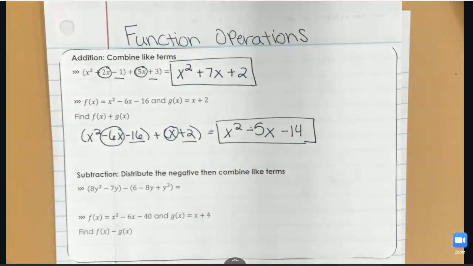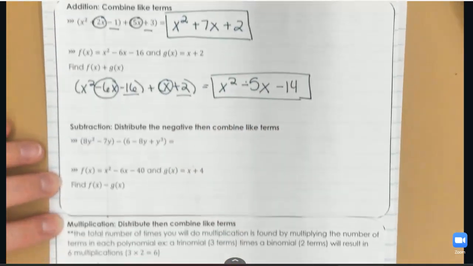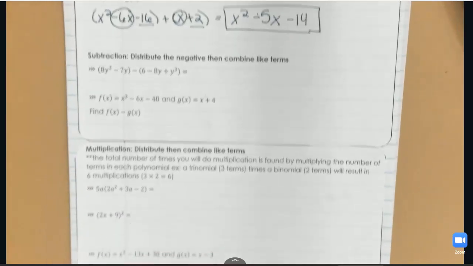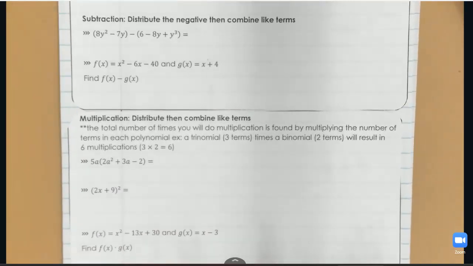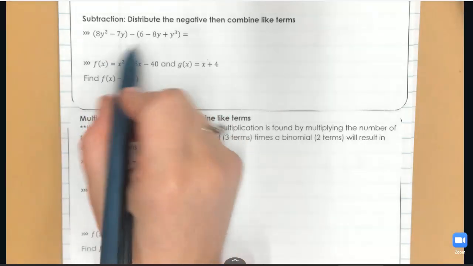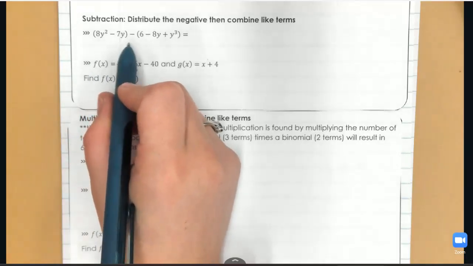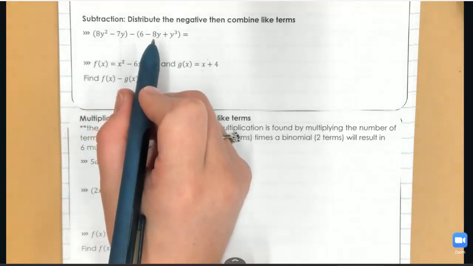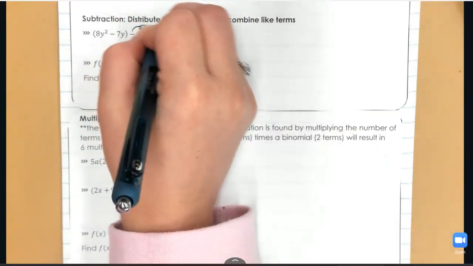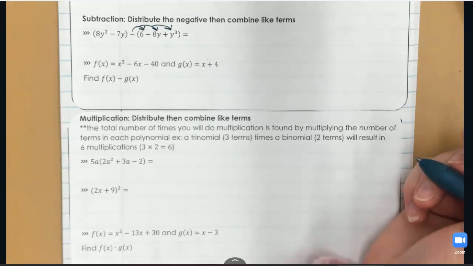and there is my new function. Okay. Subtraction, we're also going to combine like terms, but before we do that, we need to distribute the negative because we're subtracting the entire second function. So if I have, for example, 8y squared minus 7y, and I'm subtracting 6 minus 8y plus y to the third, the first thing I need to do is distribute that negative to all three items in my second parentheses.